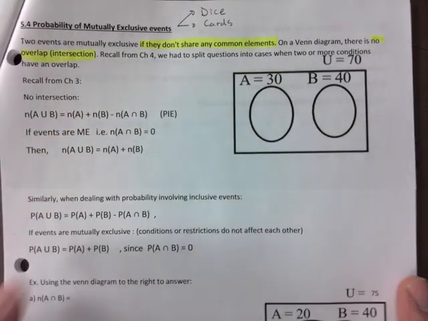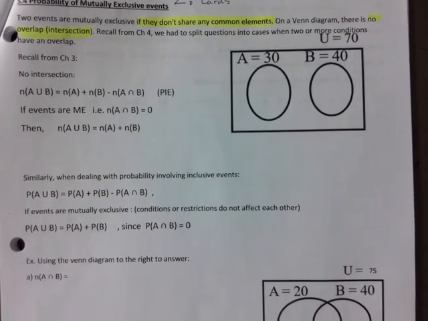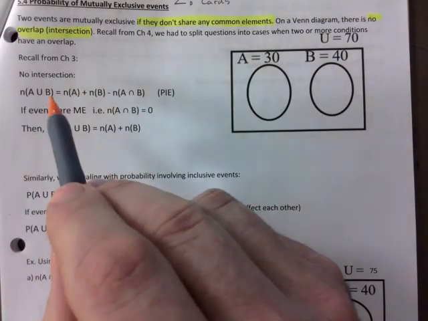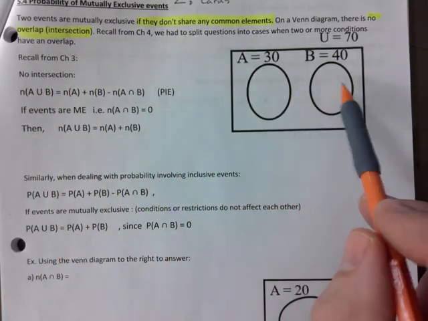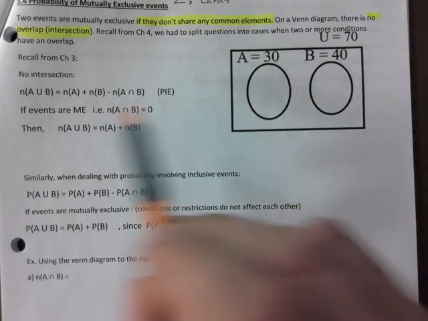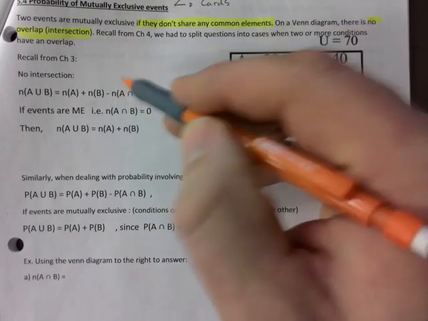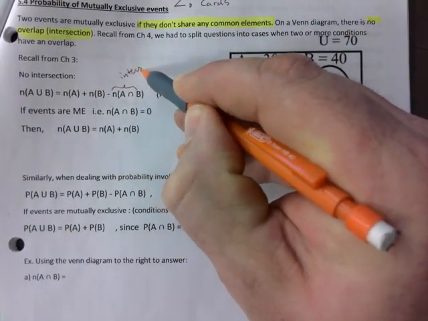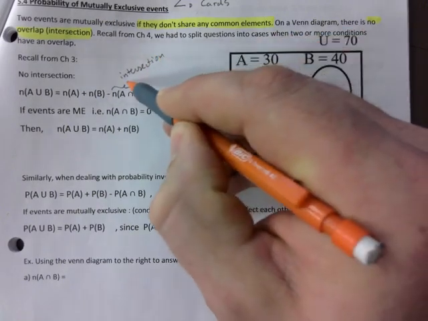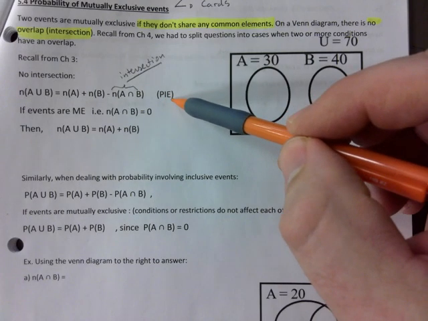And here's something I want to bring back from chapter 3. You might think it's a little of the same here. That's true. The number of elements in A or B, so A or B is both of the circles in this case, is N(A) plus N(B) minus the intersection, the elements that are in both. That's the principle of inclusion and exclusion.